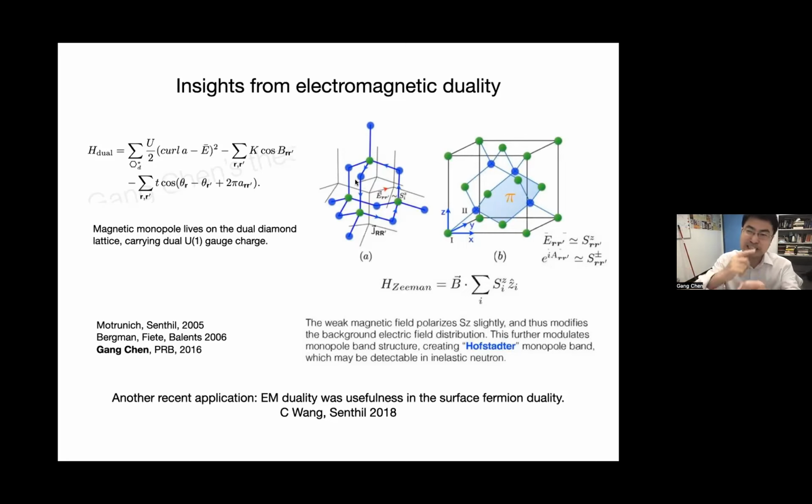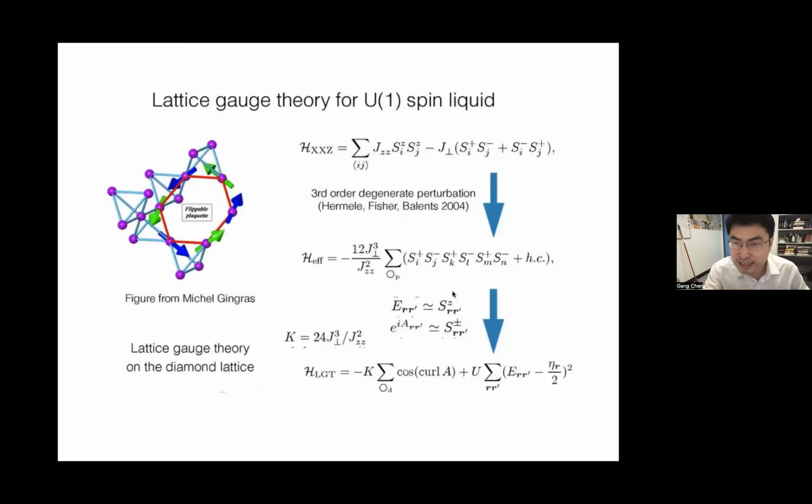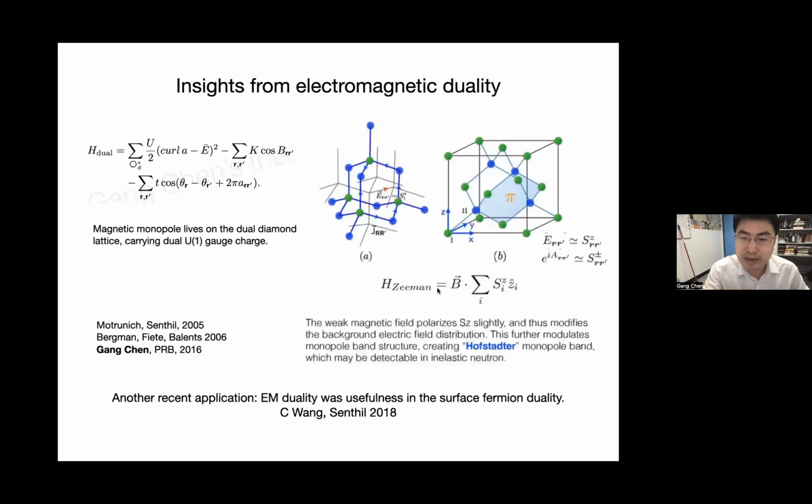Magnetic monopoles see the electric field as a flux, just like the electron sees the magnetic field as flux, right? As we said, S^z, the Z component of spin, is the electric field. So when one applies a magnetic field, it will polarize the Z component of the spin. So it will generate a non-zero, different electric field distribution. So we'll modify the background electric field, right?